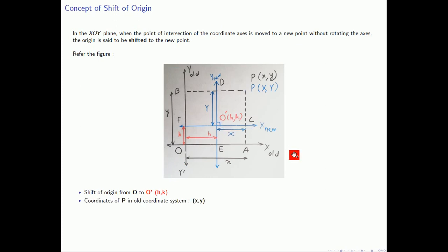Now let us consider a point P, this point, and let its coordinates be small x and small y in the old coordinate system. And in the new coordinate system, the coordinates of the same point P are capital X and capital Y, shown in the blue color here. Now our task is to get a relationship between the new coordinates capital X and capital Y and the old ones small x and small y.